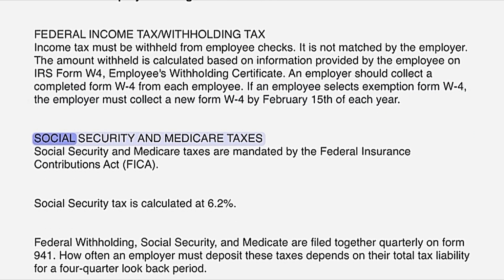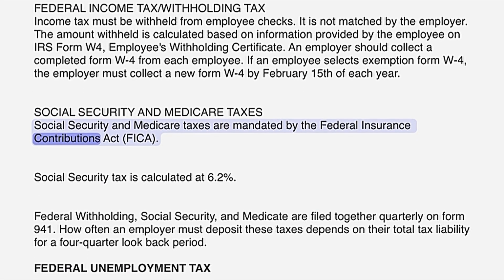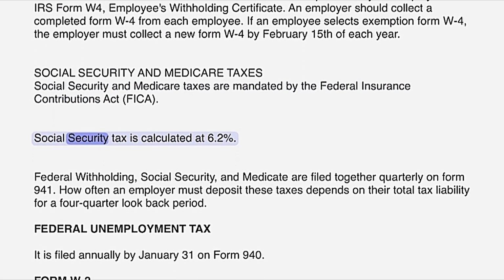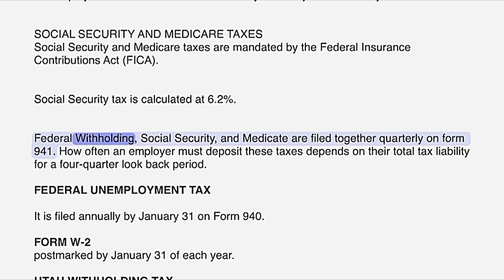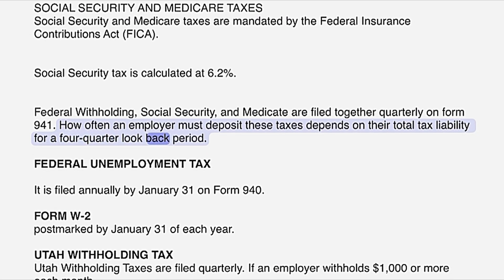Social Security and Medicare taxes. Social Security and Medicare taxes are mandated by the Federal Insurance Contributions Act, FICA. Social Security tax is calculated at 6.2%. Federal withholding, Social Security, and Medicare are filed together quarterly on Form 941. How often an employer must deposit these taxes depends on their total tax liability for a 4-quarter look-back period.